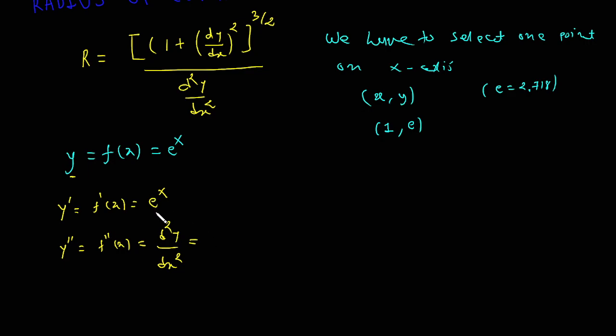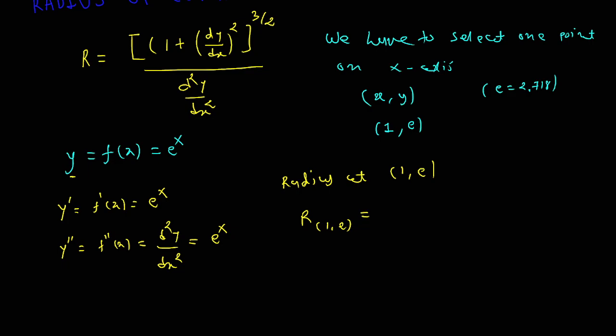Now again we have to differentiate this function e to the x one more time. Simply we again get the same function. But here we are interested in finding the radius at this particular point, 1 comma e. So we also have to evaluate this differentiation at this particular point to get the radius. Let's write it here, radius at 1 comma e. Let's denote it like this.